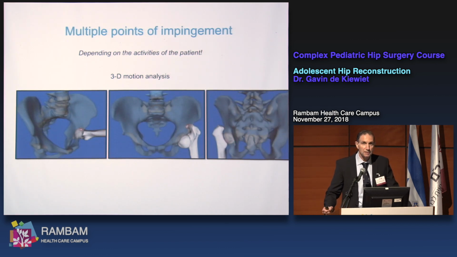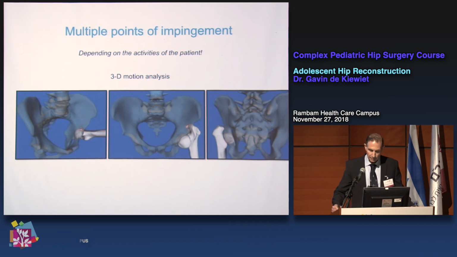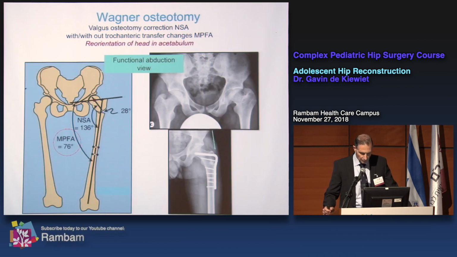Also, you have multiple points of impingement. So this is a 3D motion analysis looking at the case, and you can see that in all these different positions, different parts of that proximal femoral abnormality will cause impingement. So we're starting to understand extra-articular causes of impingement, sometimes posteriorly, sometimes a lesser trochanter, sometimes a greater trochanter. So these are all sources of pain outside the hip joint they need to be aware of.